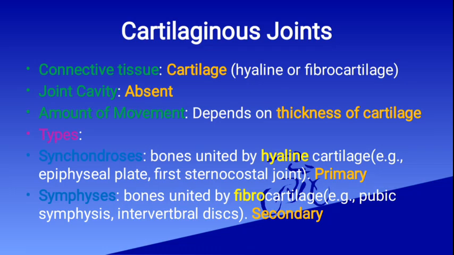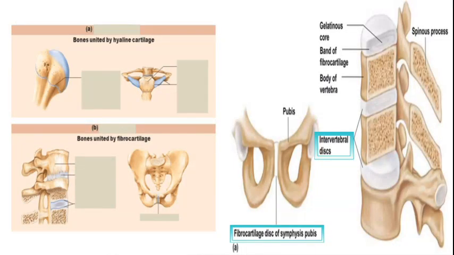For symphysis, the bones are united by fibrocartilage. For example, you have the pubic symphysis and the intervertebral disc. So those are called secondary cartilaginous joints. So you can see the images here: the intervertebral disc, and the pubic symphysis or symphysis pubis.